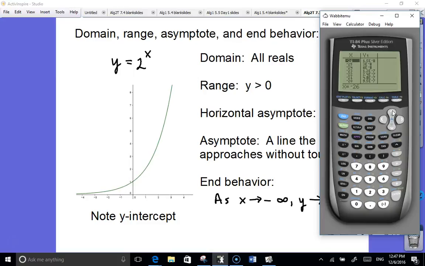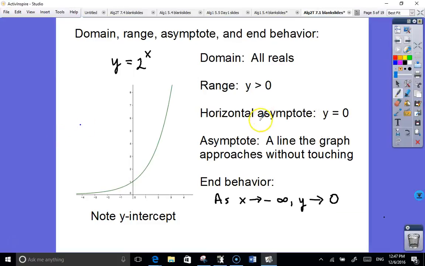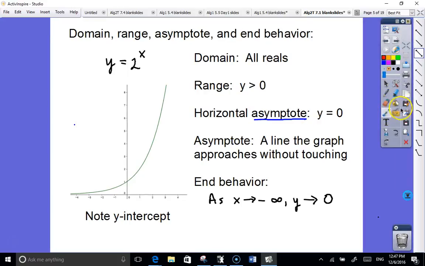So when that happens on a graph, then that line, which the graph is getting closer and closer and closer to, is called an asymptote. That's the word that's on the screen right there. Asymptote. Now normally, if you have an asymptote, you draw it in like a dashed line. Something like this. That was not good. And then you label it.